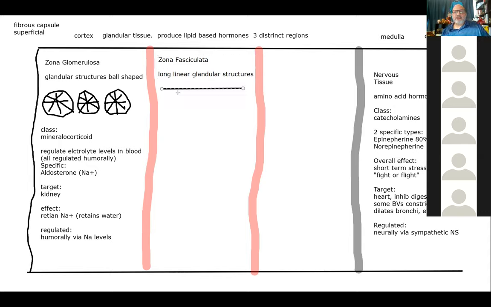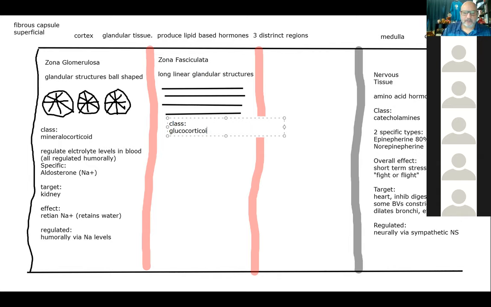So for the most part, we have these long linear glandular structures, and that is the zona fasciculata. They produce a class of hormones called what? Glucocorticoids. Right, these should be right on the list, so it should be a little bit intuitive. Excellent. Corticoid, as we know, refers to a steroid from the cortex of the adrenal gland. So that's the name. And this is a glucocorticoid. So in general, what do you think they help us to do? Regulate glucose. It has something to do with glucose, absolutely.